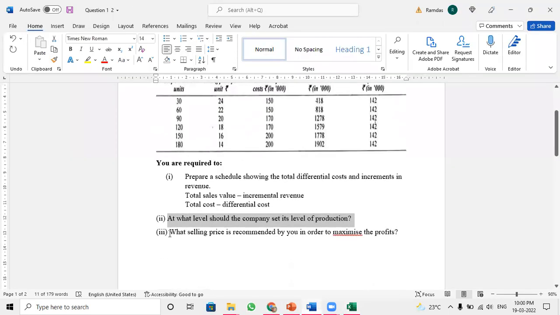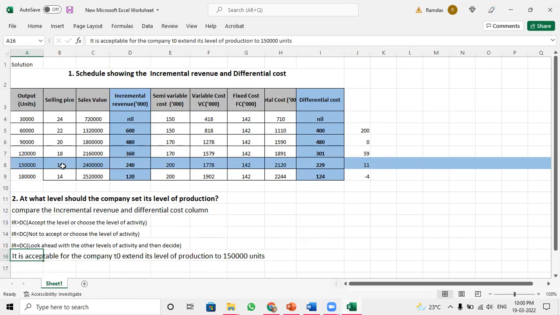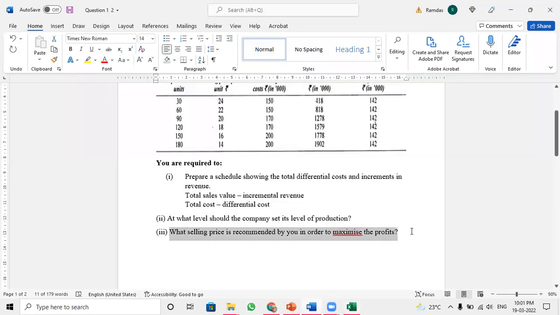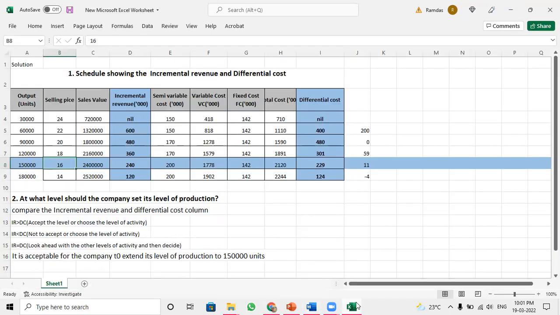Now coming to the third question, what selling price is recommended by you in order to maximize the profits? So the selling price recommended is, if you look into here, you have decided the level of production of 1,50,000 units. So as you have decided at 1,50,000, then the selling price at this level of activity is rupees 16,000. So it is suggestible to sell at rupees 16. So what is the selling price?